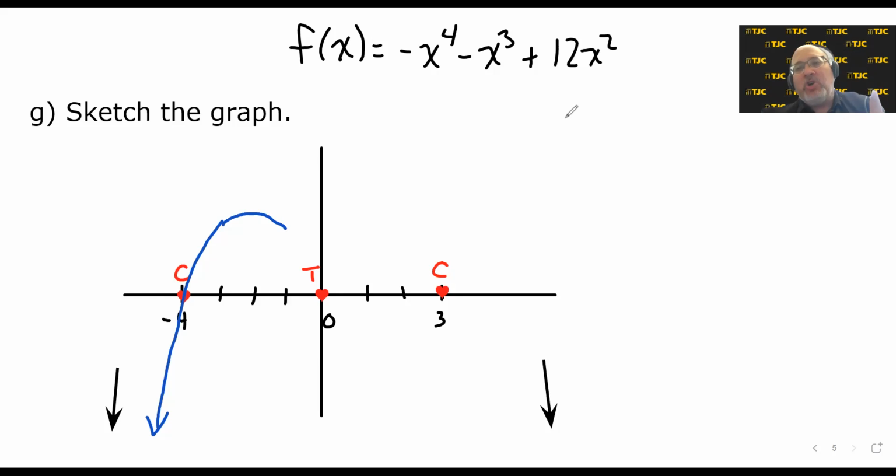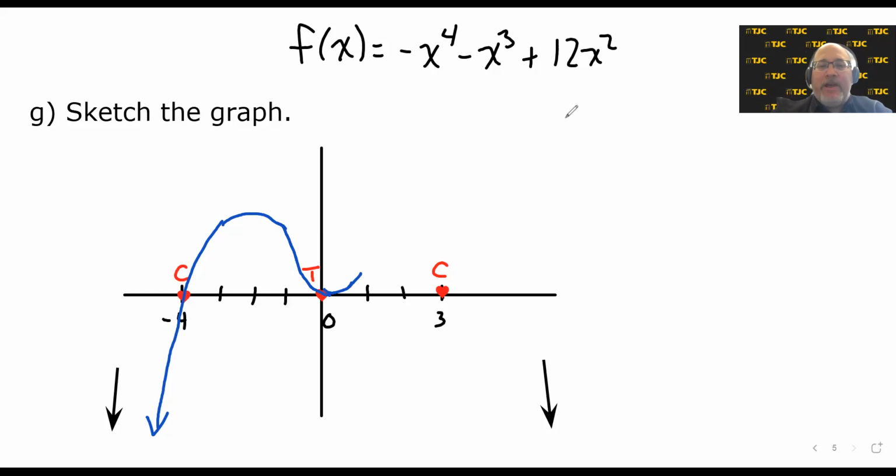Now, where it turns around and how high it is when it turns around is beyond the scope of this course. It would require calculus. So for our purposes, we're not worried about how high it goes before it turns around and exactly where it turns around. We're just concerned with the fact that it's got to turn around. Now, as it turns around and starts heading towards the next intercept, it has to touch it but not cross. So it's going to bounce off at 0 and go back up, something like that.